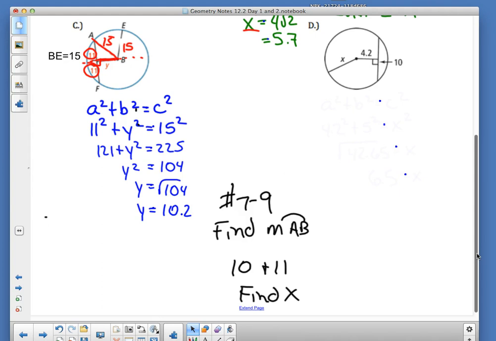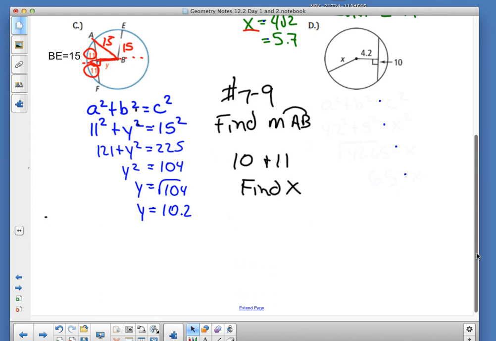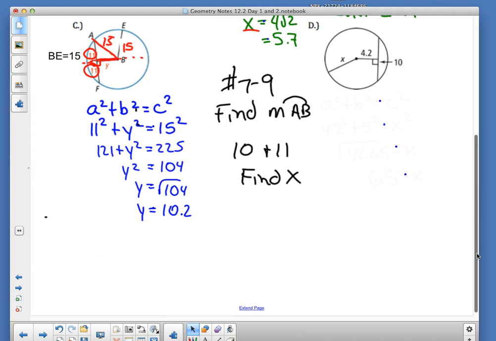Now, on what I just passed out, if you're online and you're reading this next thing, it's already been changed. But unfortunately, my changes online don't happen instantaneously on things I've already copied off. So you guys need to know that for 7 through 9, the directions are find the measure of arc AB. You need to know that. It becomes way easier when you actually know what you're supposed to find. I find that that's helpful. In problems 10 and 11, you need to find the value x on your assignment.